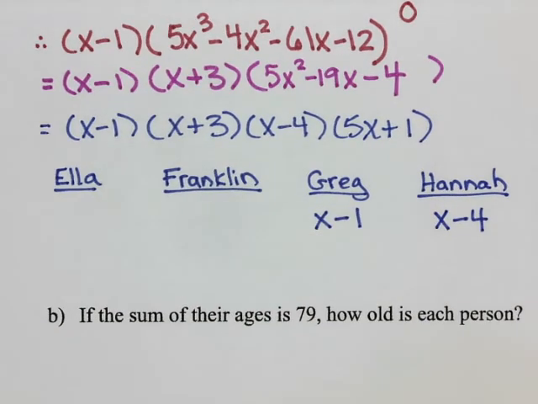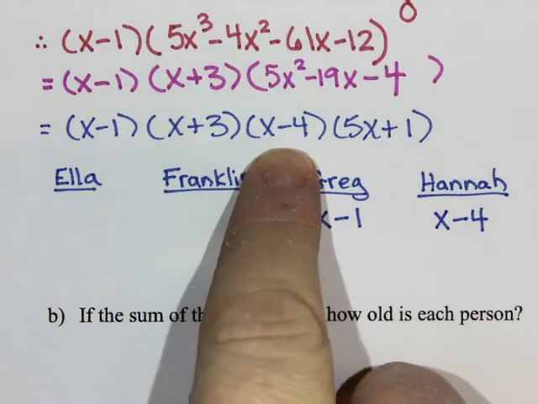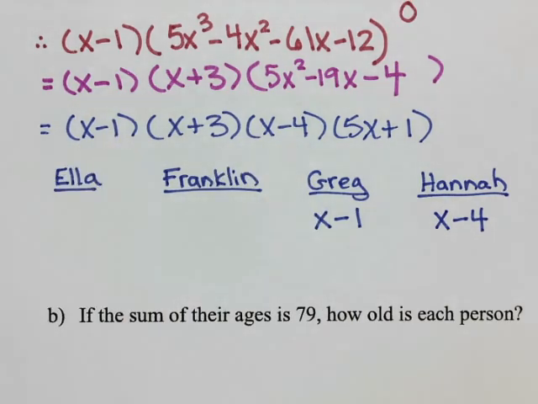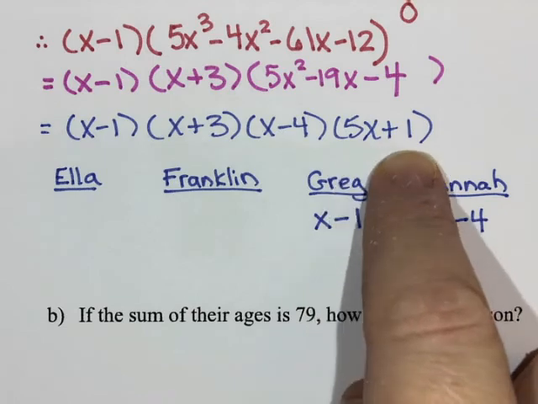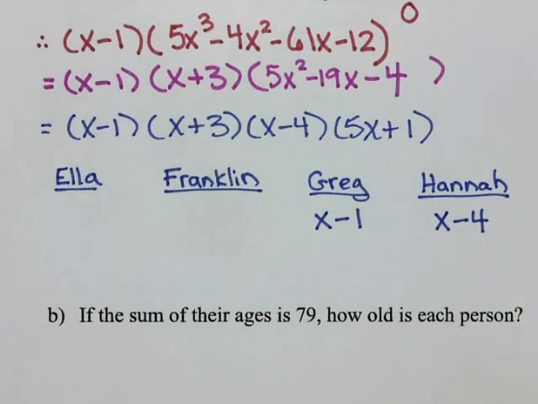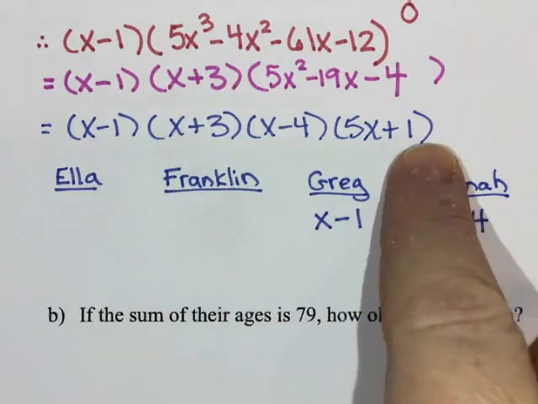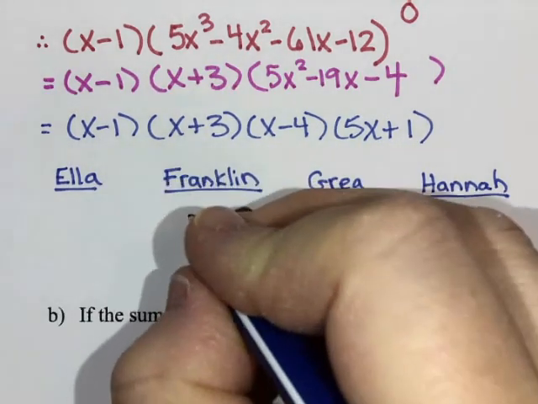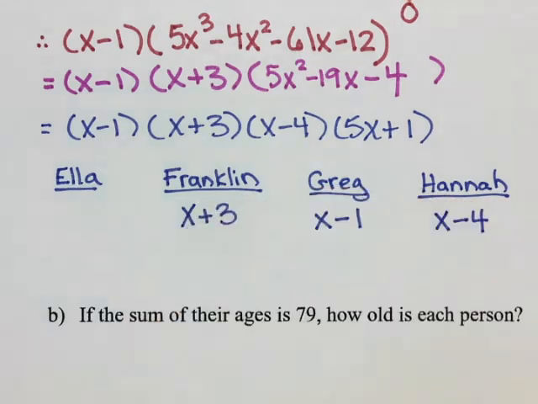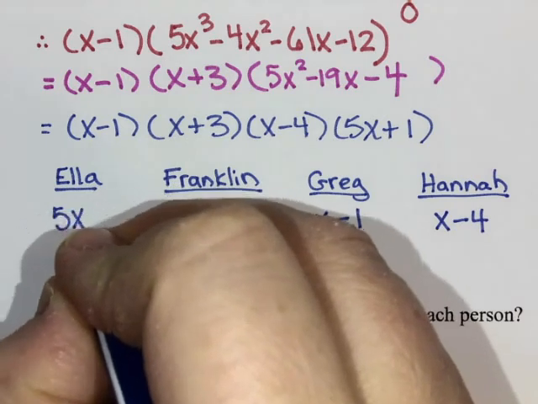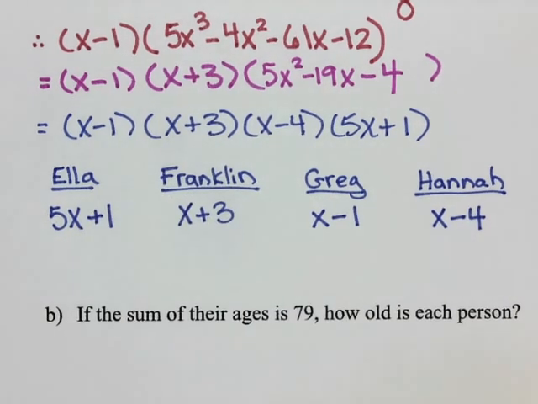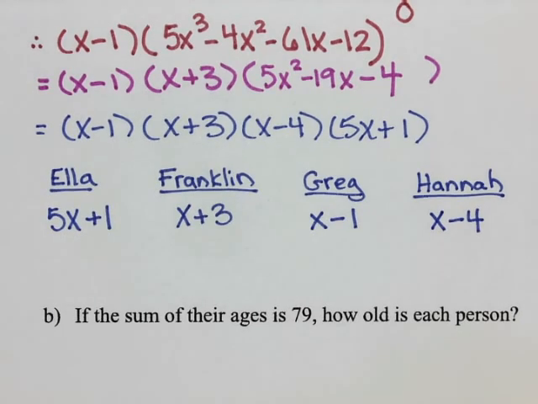And if I tried numbers, like if I did 20, 20 minus 4 is 16, 20 minus 1 is 19. 16 is smaller than 19, right? Let's stick with that 20. 20 plus 3 is 23. 5 times 20 plus 1 is 101. So I don't think Ella is actually 101. I'm just trying to see which one would give me the largest number and which one would give me the smallest number. So I think the x plus 3, that gave me 23 when I tried putting 20 in. And then this one gave me 101. So I think she is 5x plus 1. Franklin is x plus 3. Greg is x minus 1. And Hannah is x minus 4.